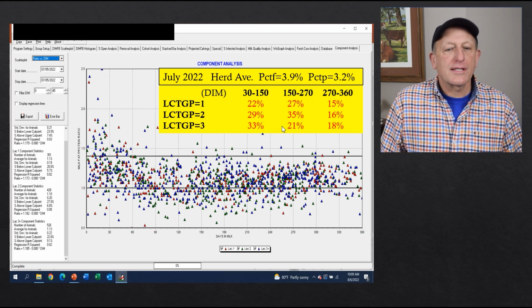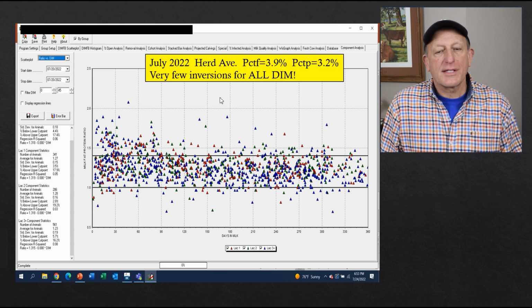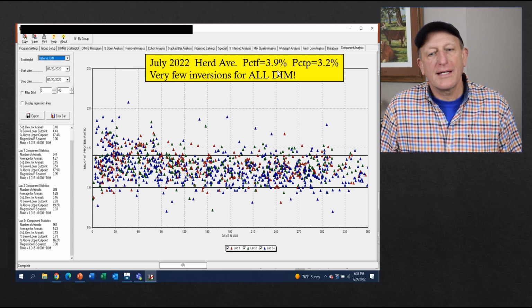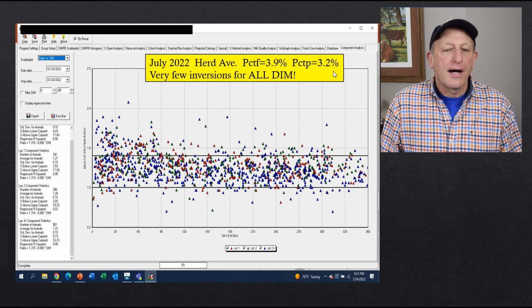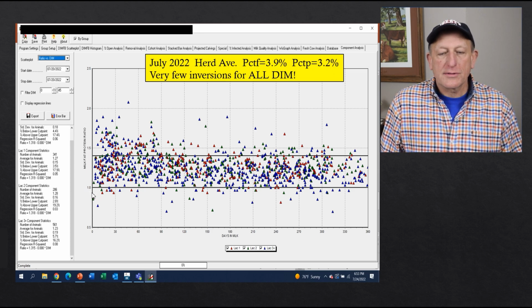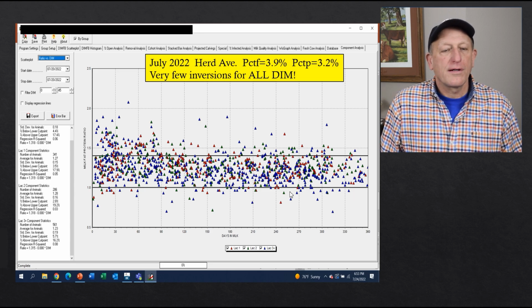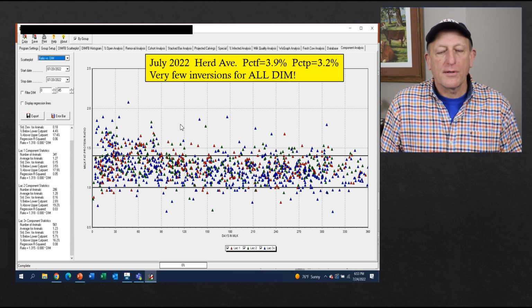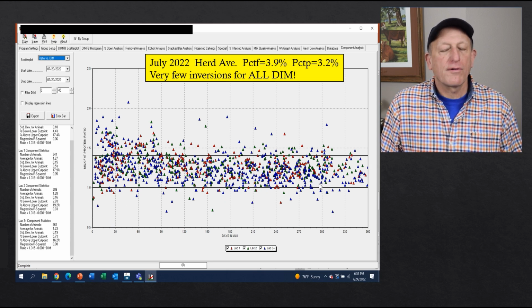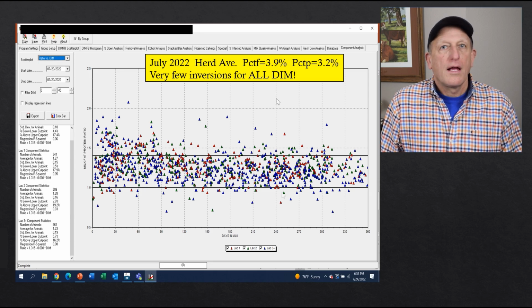So let's look at the second herd, which is a 1,200 cow herd. Again, they have the same butterfat and protein in the tank as the previous one. And if you look at the 1.0 mark here, inversions, so everything below that is inverted, and there are very, very few cows that are inverted. So across all the days in milk ranges, they have very few inversions. This herd has so much less inversions compared to the first herd.